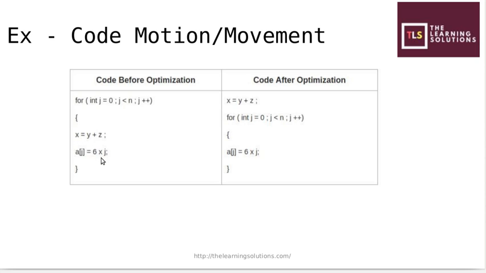Since x is used in this expression, this expression can be kept outside the loop, and the x value can be taken inside the loop. So after the optimization, we can have this expression outside the loop, and simply there is an update in the array index of a as 6 into x into j. The j value is continuously changing, so the a of jth location can be updated regularly, but keeping this statement inside is not required, so we have taken that statement outside. So this is called code movement, or loop optimization, to be precise.